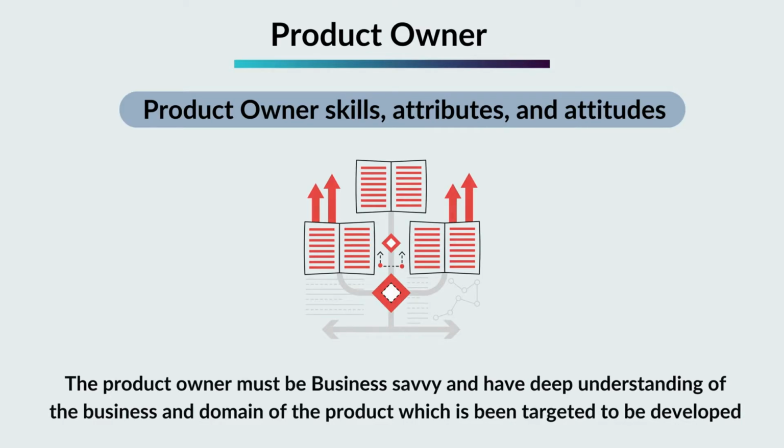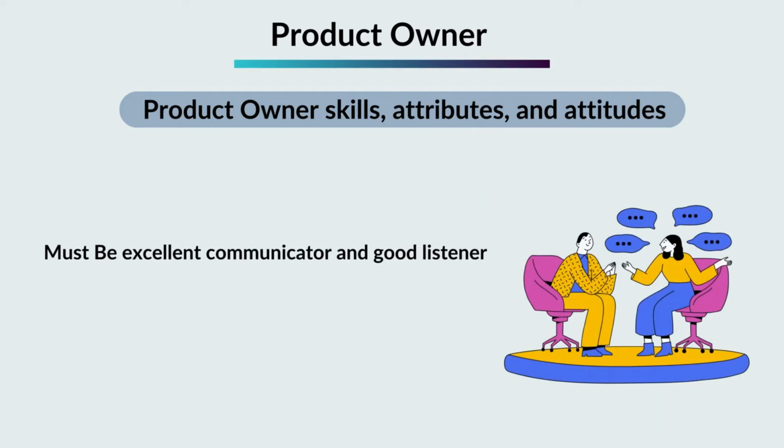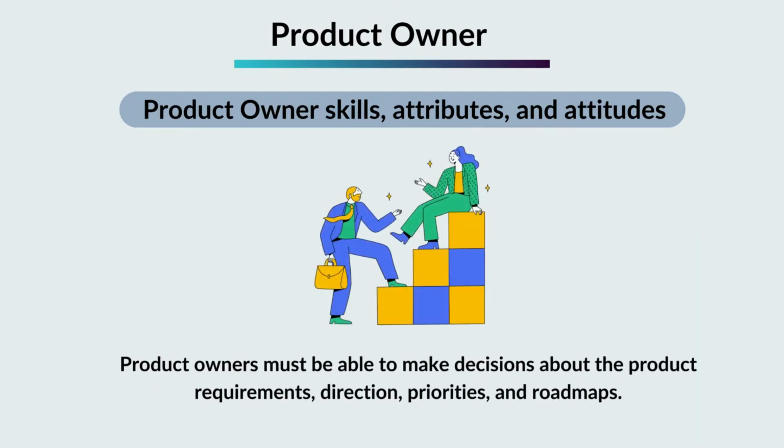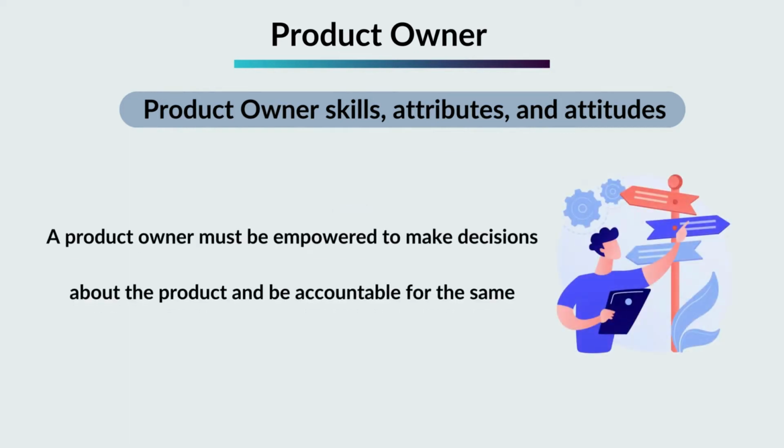Must be an excellent communicator and a good listener. Product Owners must be able to make decisions about the product: requirements, direction, priorities, and roadmaps. A Product Owner must be empowered to make decisions about the product and be accountable for the same.